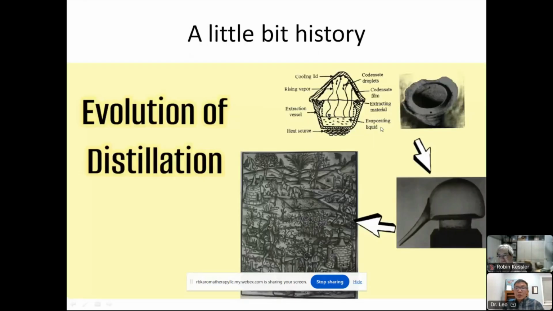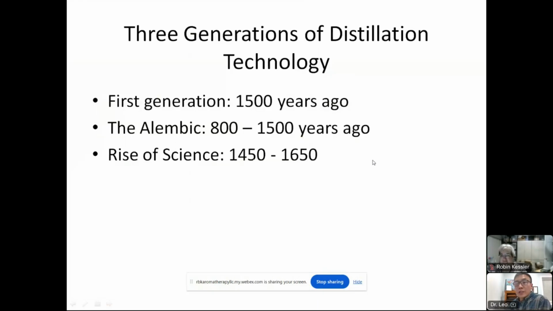I want to go into a little bit of history. I don't know how many people like history; I hope it's not too boring. So I brought some pictures. There are three generations of this technology. One started around 1,500 years ago, and then during the period of 800 or 1,500 years ago, there was the alembic, a term a lot of people may have heard. Then, closer to modern time, of course, we have our modern technology.